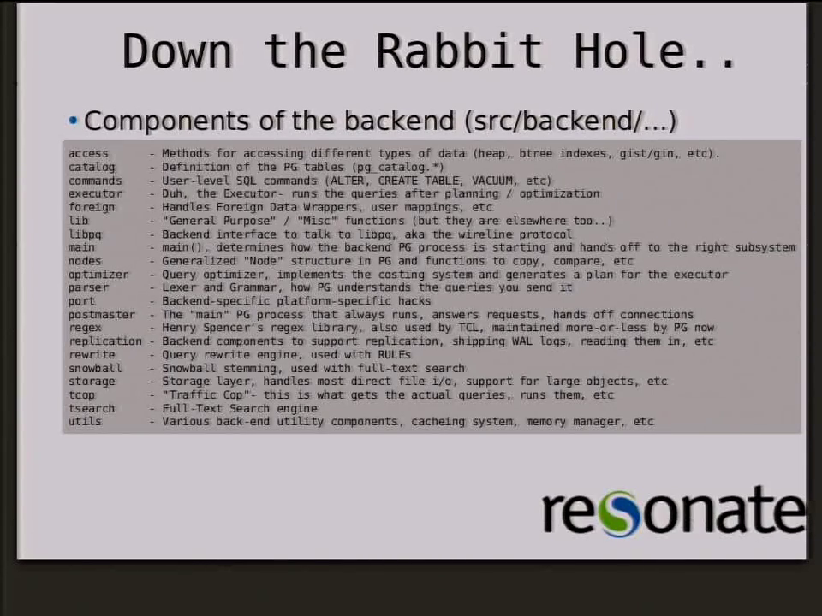Traffic cop is where the queries come in, and that's what kind of marshals them through the whole process of planning a query, executing a query, returning results, all of that stuff goes through there. T-search is the general full-text search component. And then utils is just, again, kind of random backend useful functions. I'll touch on a couple of them in a bit.